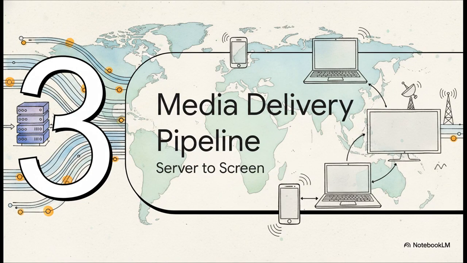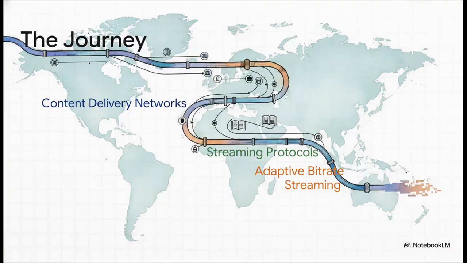Okay, so the media is stored and compressed. But how does it get from a server in Virginia to a phone in Tokyo in milliseconds? Well, that's the job of the media delivery pipeline. That's our third section. Now, this part of the journey involves 3 really critical components.